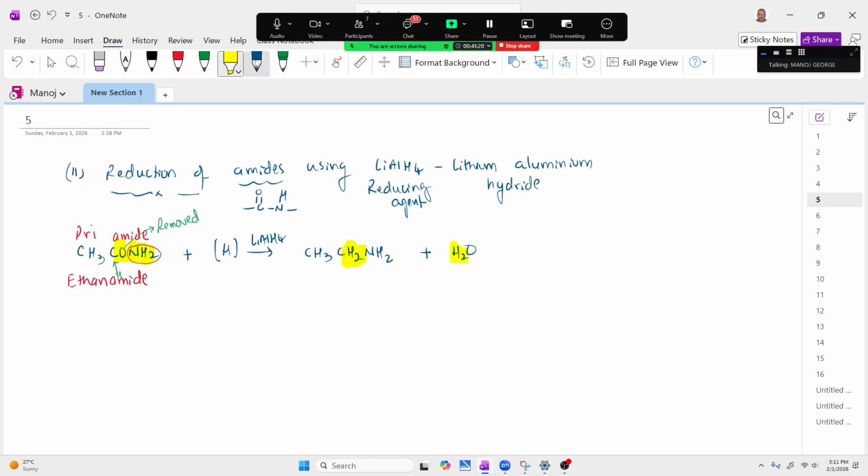That means I need a total of four hydrogens, two here and two here. And that's why 4 comes in here all the time. Okay, tell me if you understood the reaction. So my primary amide gave me a primary amine. Have you noticed it? A primary amide on reduction gives you a primary amine.